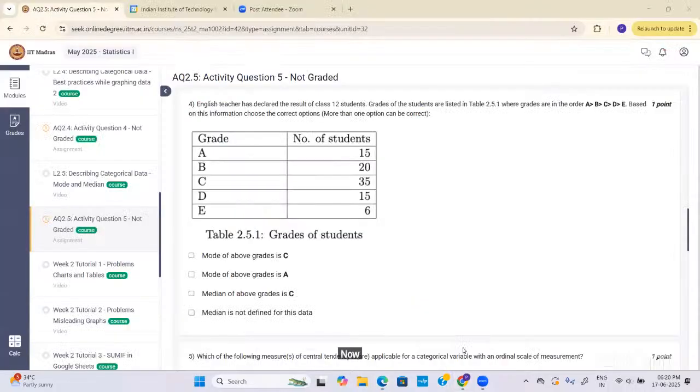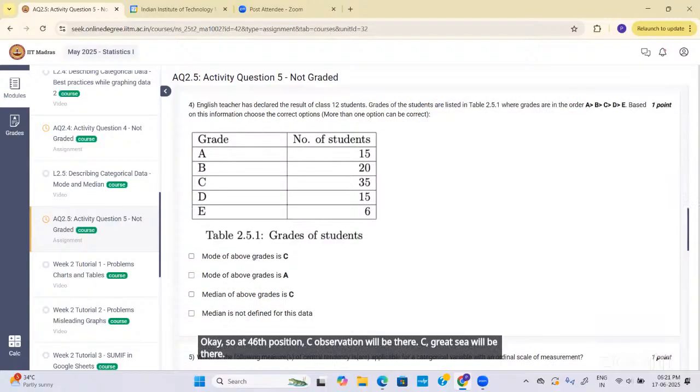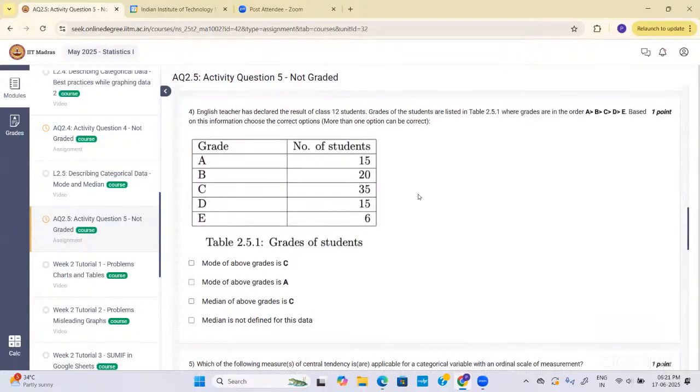Now you can look at your data. You will see that the first 15 observations are A. Then 20 plus 15, so up to the 35th observation, B will be there. Then you add the next 35, so at the 46th position, the C observation will be there, grade C. Are you getting my point?